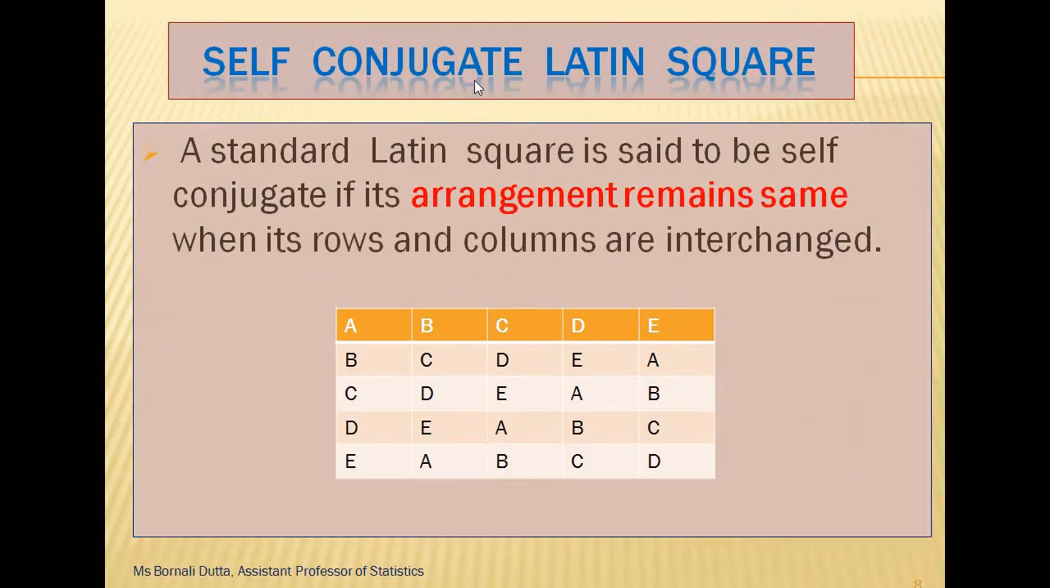Next is the self-conjugate Latin square design. A standard Latin square is said to be self-conjugate if its arrangement remains the same when its rows and columns are interchanged. So look at this following design layout. When the rows and columns are interchanged, see, the arrangement remains the same. So it is a self-conjugate Latin square design.